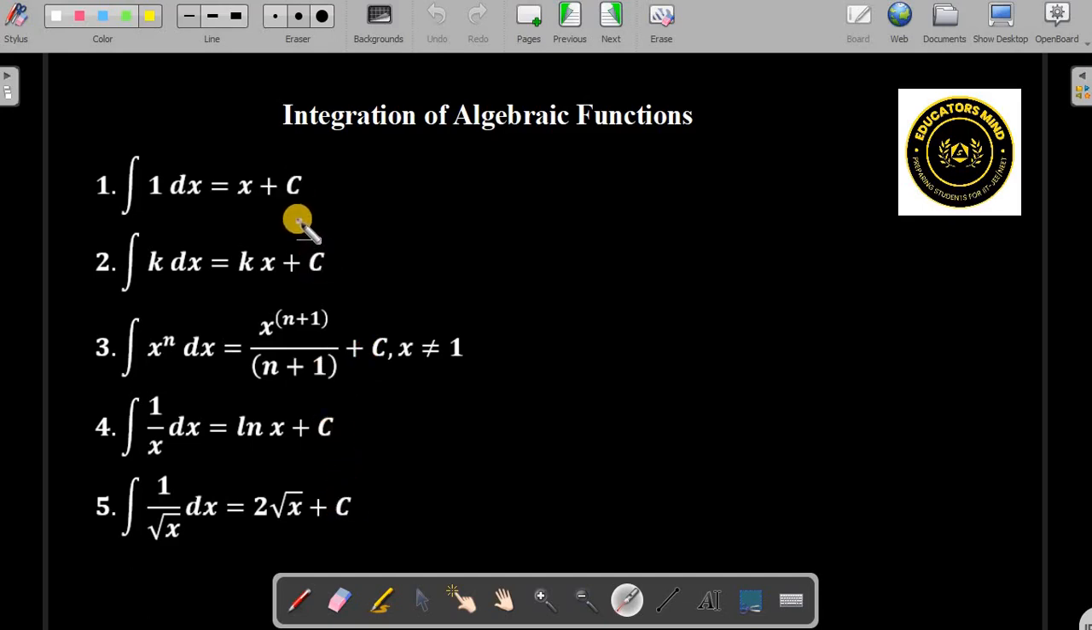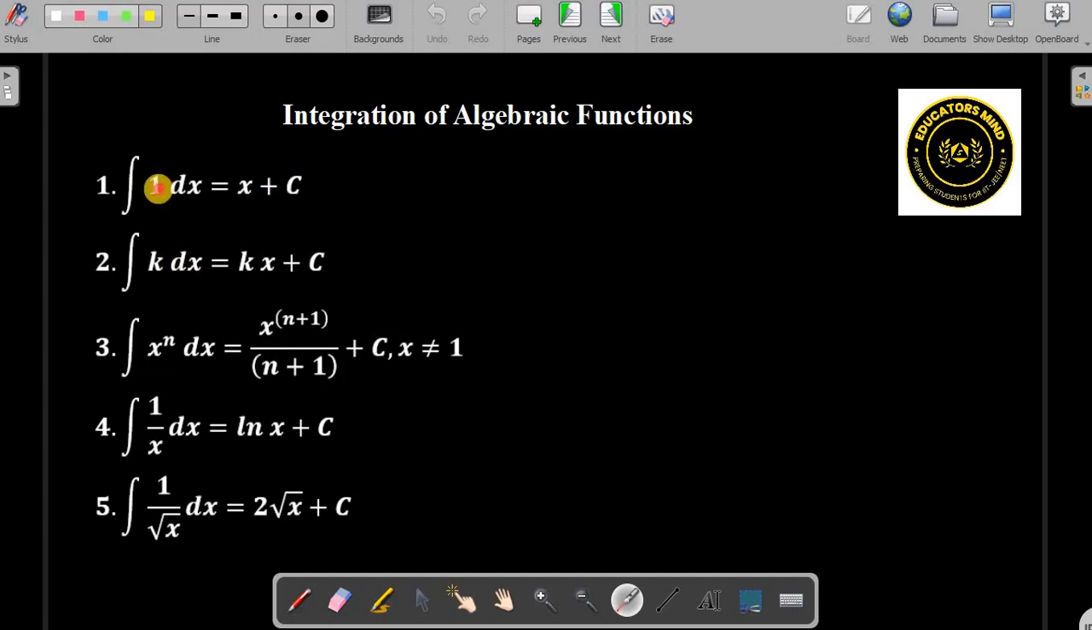We will also see how to evaluate definite integration. Okay, first it is very important to remember these formulas. If you want to solve questions in physics, you must remember these formulas because we are not going to derive these formulas. We have to apply them in solving the problems.